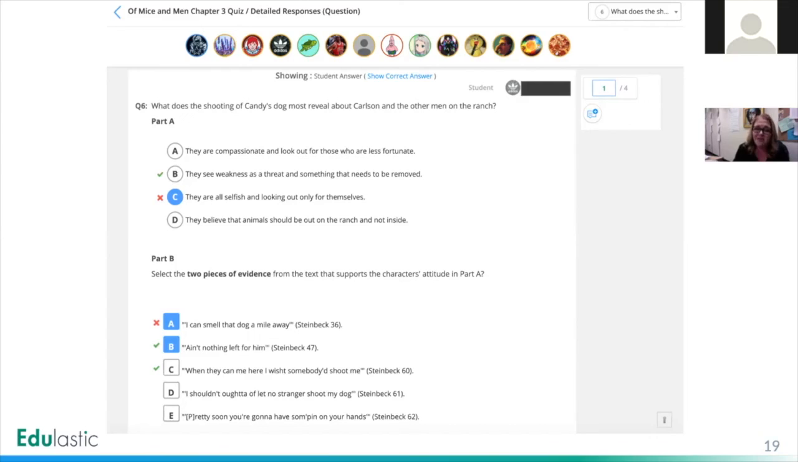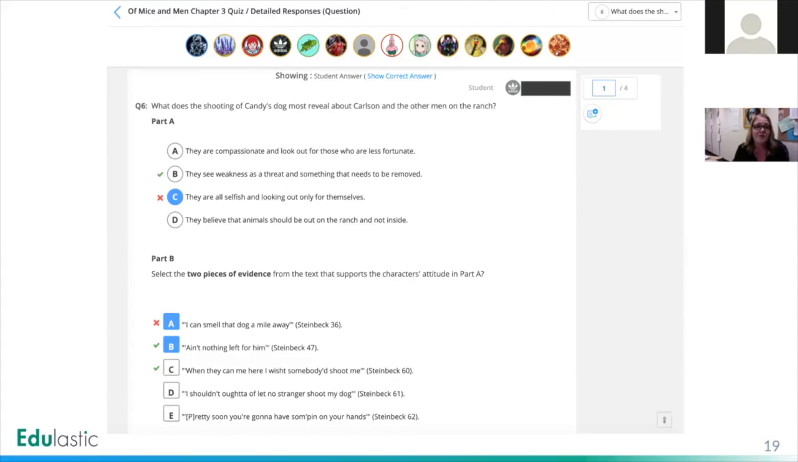Well, that's kind of more of a theme question. It is a character stem, but the answer choice is what was tripping them up. Like, they understood how the characters acted, but they weren't able to connect it to a theme. And so this student put that they're selfish and looking out for themselves. And I can see where there were some misconceptions in selecting the evidence, but if the part A was incorrect, then the part B was probably incorrect too.